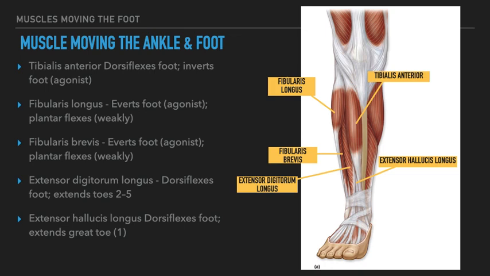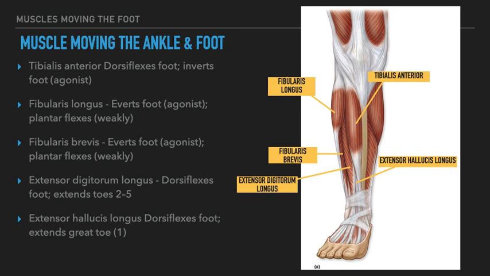This is going to dorsiflex the foot and extend the great toe, or the big toe as I call it, although I think great toe sounds funnier. The origin is going to be the anterior surface of the fibula, the interosseous membrane, and it's going to insert on the distal phalanx of that great toe, the number 1.